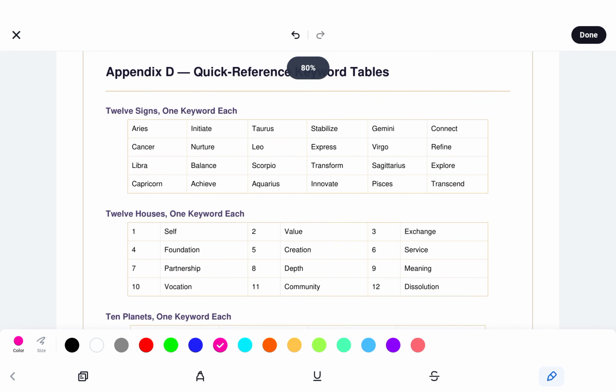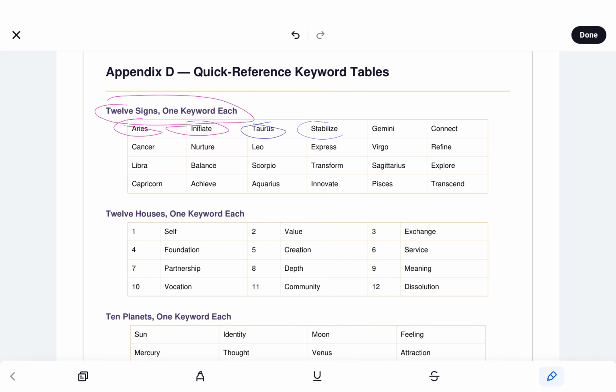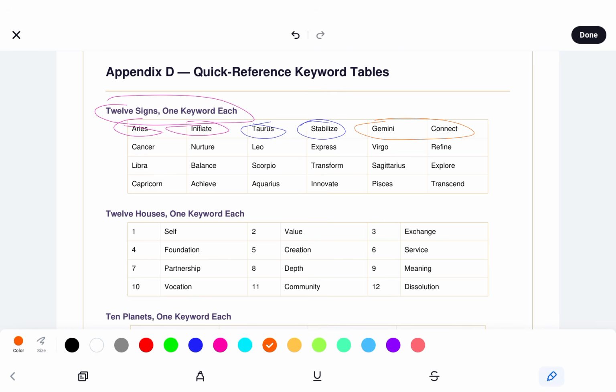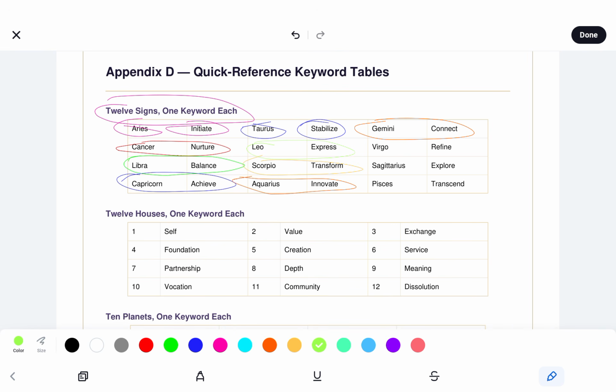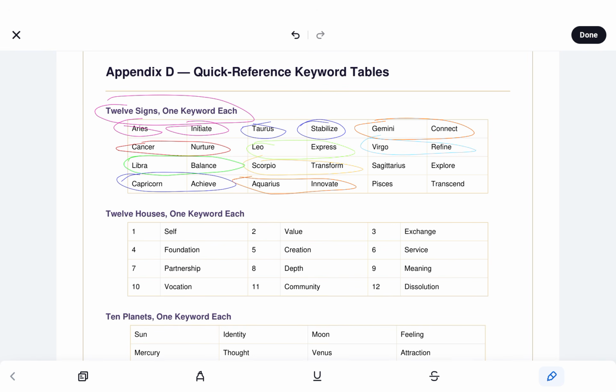Here's quick reference keyword tables. 12 signs, 1 keyword each, like Aries is the initiate, Taurus, stabilize, Gemini, connect, Cancer, nurture, Libra, balance, Capricorn, achieve, Aquarius, innovate, Scorpio, transform, Leo, express, Virgo, refine, Sagittarius, explore, Pisces, transcend.